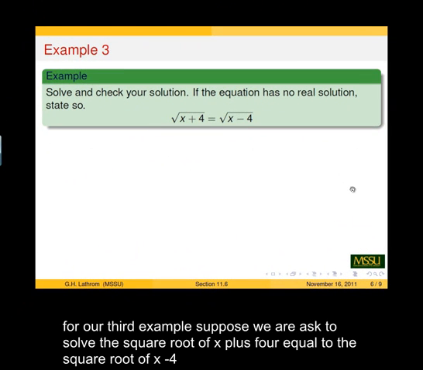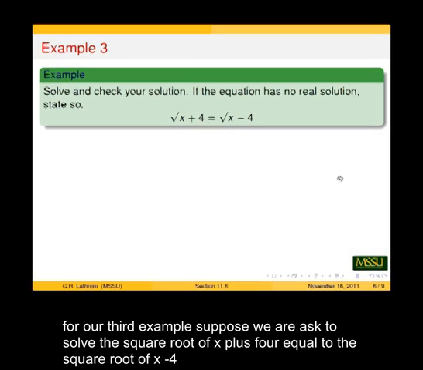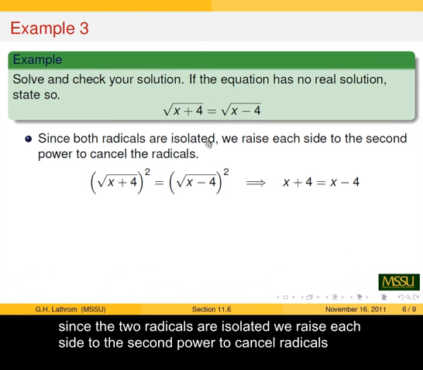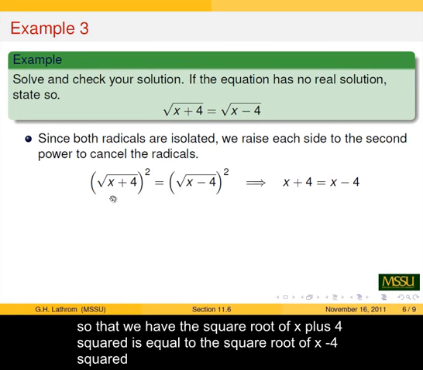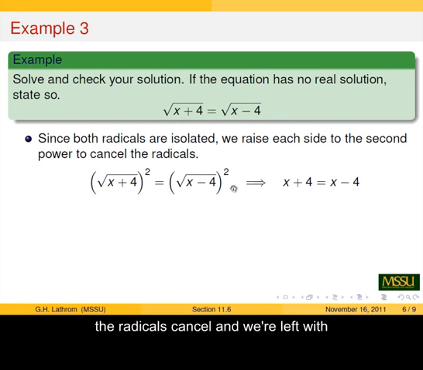For our third example, suppose we are asked to solve the square root of x plus 4 equal to the square root of x minus 4. Since both radicals are isolated, we raise each side to the second power to cancel the radicals, so that we have the square root of x plus 4 squared is equal to the square root of x minus 4 squared. The radicals cancel, and we are left with x plus 4 is equal to x minus 4.